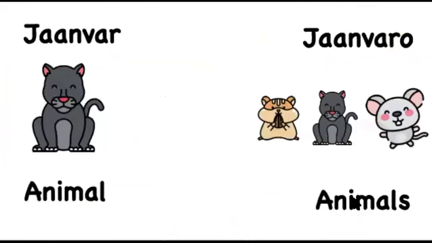Now, how do we say the word animal and animals in Hindi? So the word animal is janvar. Janvar means animal, and animals, plural, is janvaron. So it's the same word, but we add an O at the end. Janvar is singular, janvaron is plural.